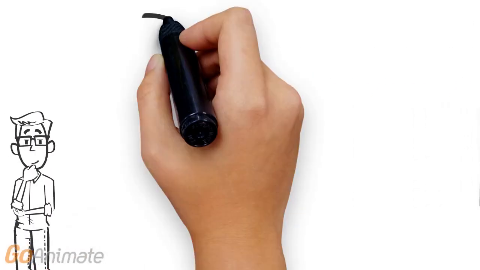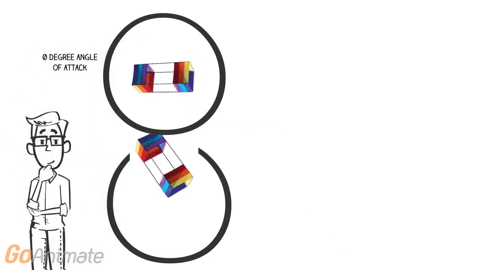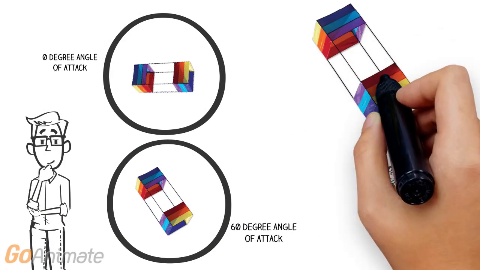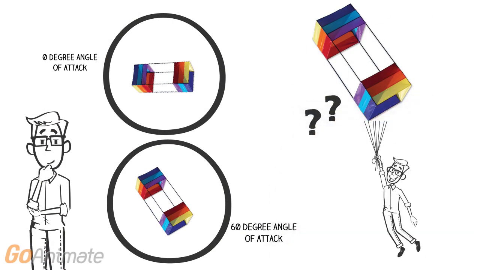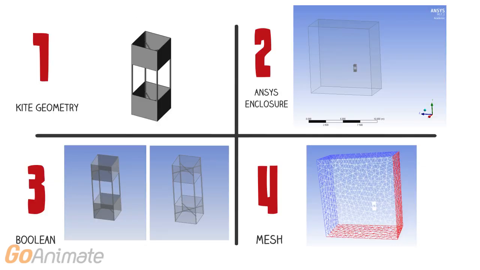For this project, the difference in the lift generated from the box kite at a 0-degree angle of attack was compared to a 60-degree angle of attack. Additionally, the number of standard box kites needed to lift a human, much like Lawrence Hargrave, was explored. Fluent was used to analyze the kite.